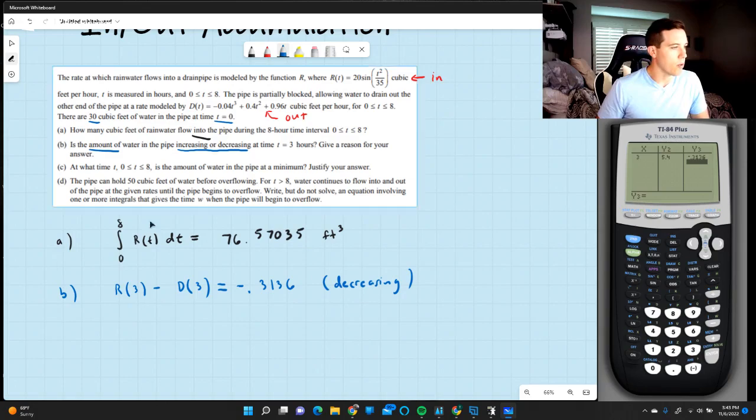So by the way, this is already 4 points in the problem. 1 for the setup, 1 for the answer, 1 for the calculation, and 1 for the answer. And these are such standard questions to ask on an accumulation FRQ. Okay.